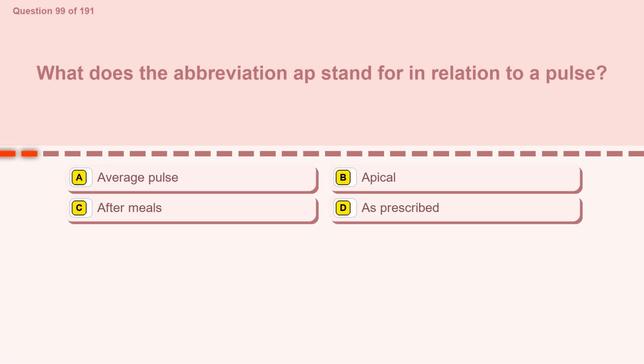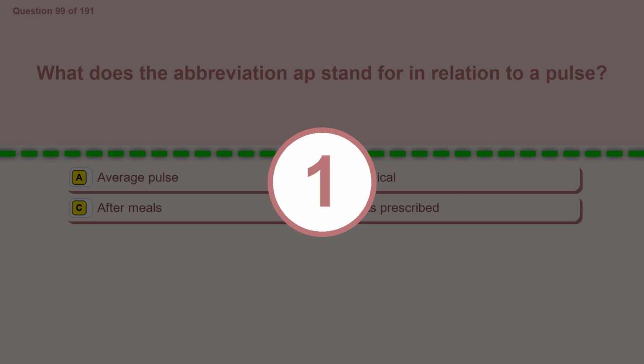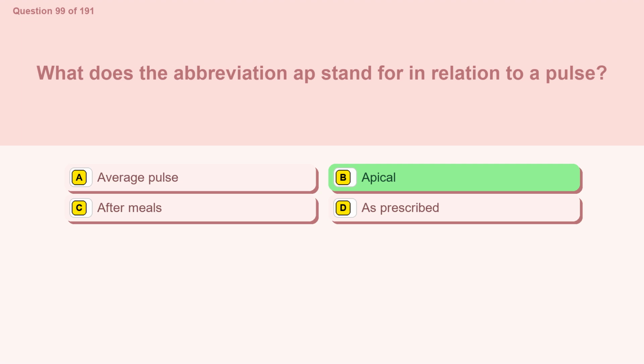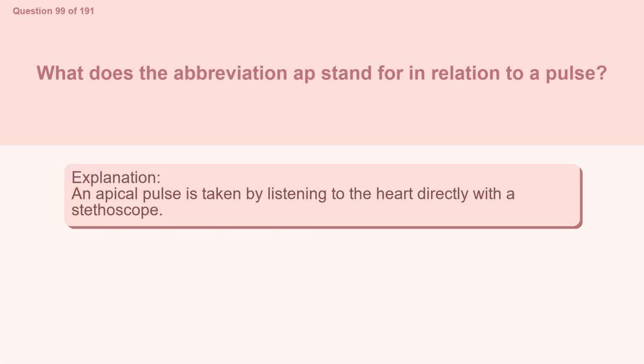Question 99. What does the abbreviation AP stand for in relation to a pulse? Option A, average pulse. Option B, apical. Option C, after meals. Option D, as prescribed. The correct answer is option B, apical. An apical pulse is taken by listening to the heart directly with a stethoscope.